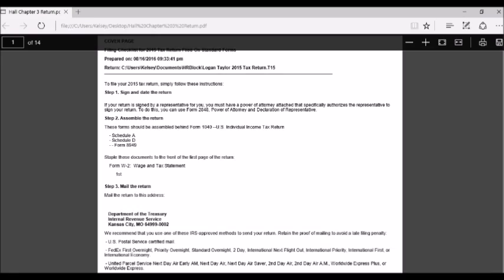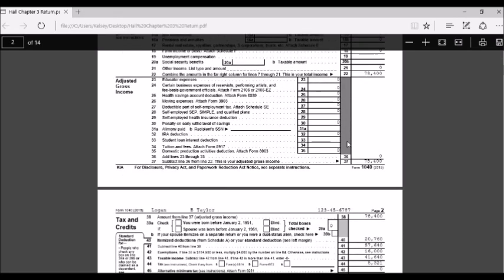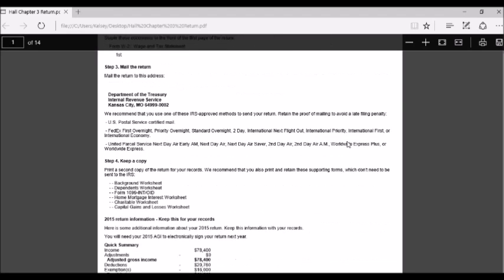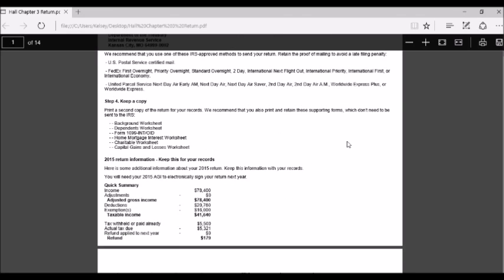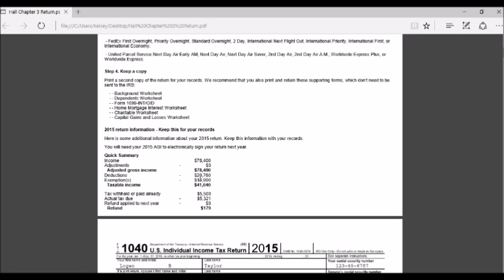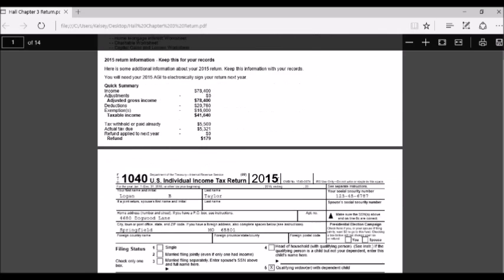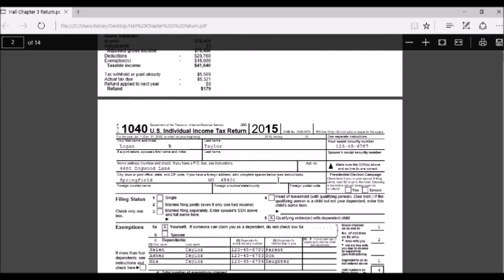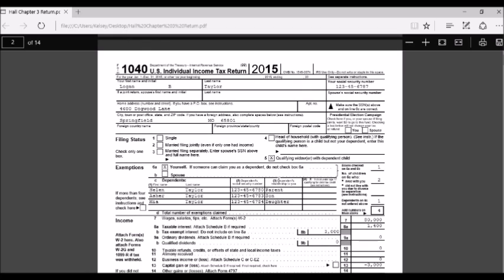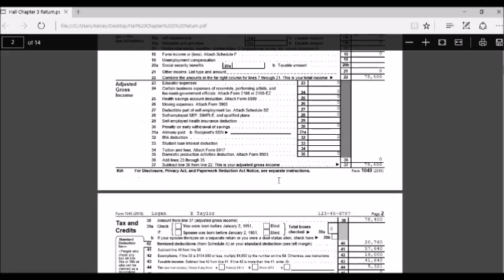So here you can actually see my finished return, saved as a PDF. It's all consolidated. Here's a short summary where we can see his income, his deductions, the exemptions he got for his dependents, tax paid, his actual tax, and his refund. And now here are all the necessary forms to file that you'll be submitting to me so that I can review.